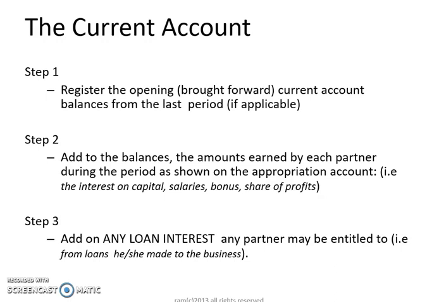And then you will add to those opening balances all of the gains that the partners made on the appropriation account. And you would know this because on the appropriation account, you would have deducted all the gains of the partners from the profits that were available at the end of that year. So everything that you deducted on the appropriation account, you're going to add on this current account. So you can see you're going to be adding the interest on capital, the salaries, the bonus, the share of profits, because these were the things you deducted on the appropriation account.